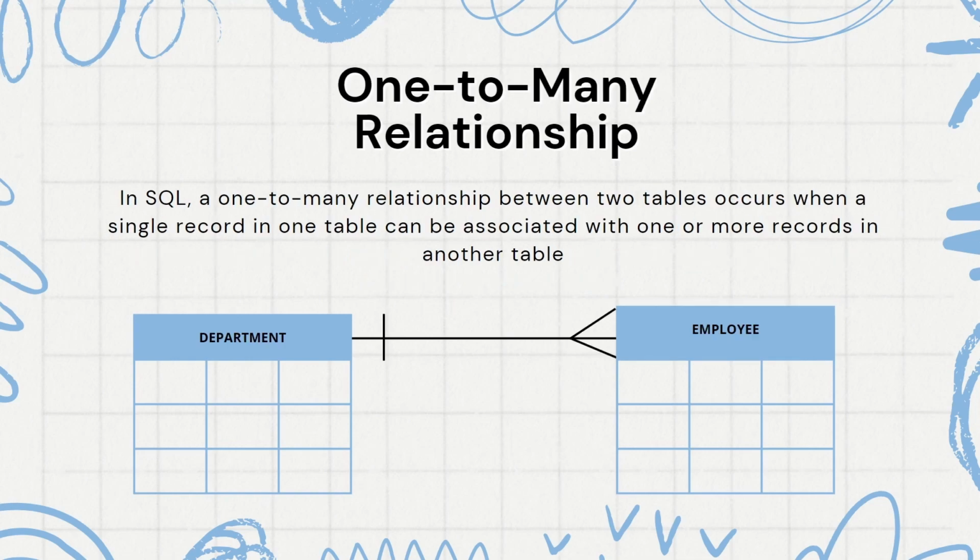One-to-many relationship. In SQL, a one-to-many relationship between two tables occurs when a single record in one table can be associated with one or more records in another table. This is one of the most common types of relationships in relational databases. Each department in the departments table can have multiple employees associated with it, but each employee in the employees table belongs to exactly one department. This one-to-many relationship allows for efficient querying of data related to employees and departments. It enables tasks such as retrieving all employees in a specific department or finding the department for a given employee.